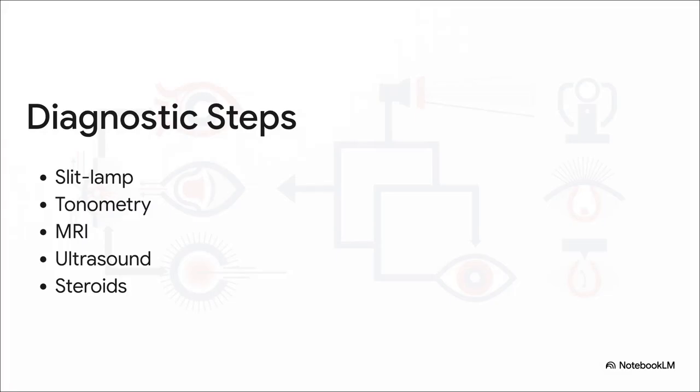A. Perform a slit lamp examination. B. Measure intraocular pressure with ocular tonometry. C. Obtain an MRI of the brain and orbits. D. Schedule a carotid ultrasound. Or E. Initiate immediate high-dose corticosteroids without imaging. You must correctly identify the underlying systemic pathology driven by this presentation and select the definitive diagnostic modality.